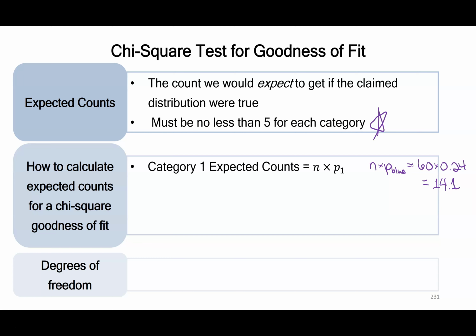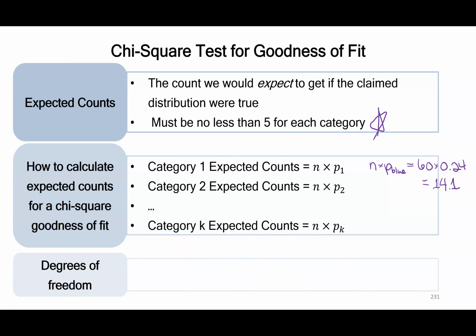So what that's saying is if I were to repeatedly take random samples of 60 M&Ms over and over and over, on average about 14.1 of them would be blue. And then I'm just going to wash, rinse, repeat. I'm going to do this for the second category, for the third category, all the way through the last category. And we just use that generic letter k, just to denote the last category. There have to be at least 2 categories. It's really not going to work out if there's not at least 2. But usually we're going to have more than 2. It's more likely we'll have 3 or more.